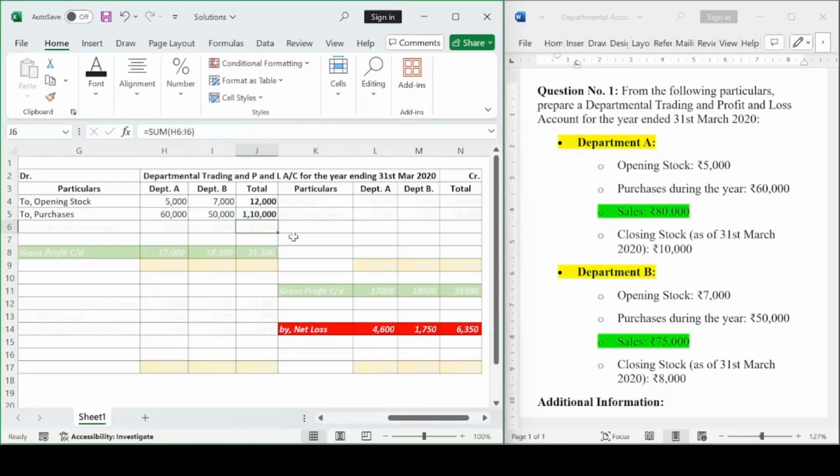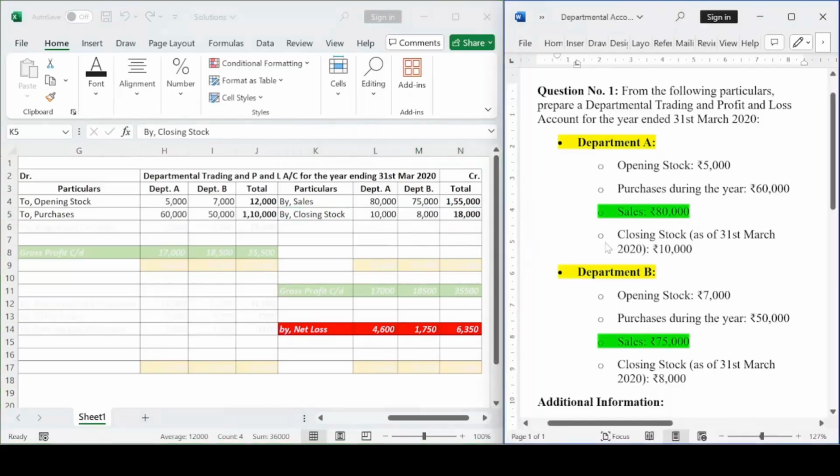Next they have given sales. Sales will be recorded in credit side. So I will record the sales in credit side. So for department A the total sales is 80,000 and for department B the total sales is 75,000. The total of which is 1,55,000. Next they have given closing stock. Closing stock also will be recorded in the credit side. Okay, so for department A it is 10,000 and department B is 8,000, the total of which will be 18,000.